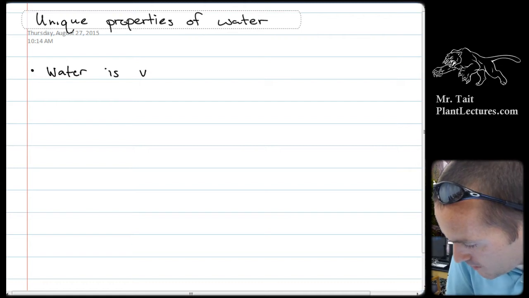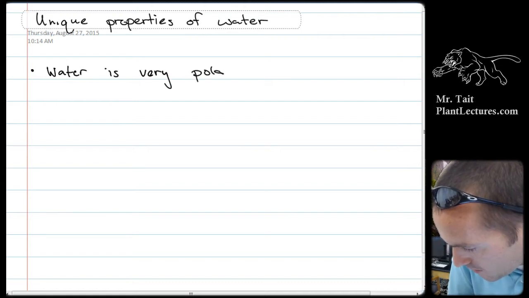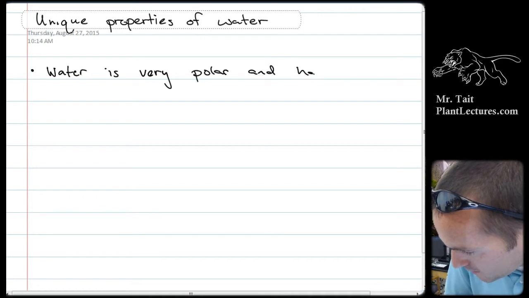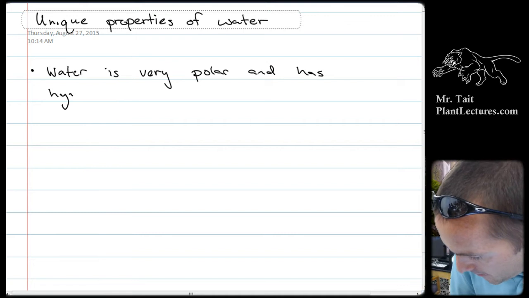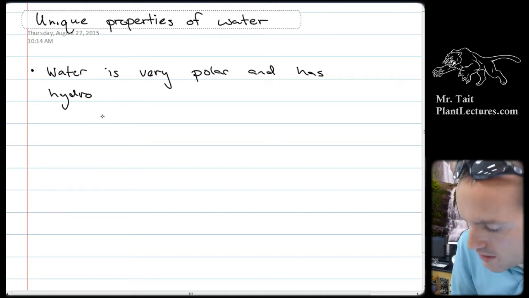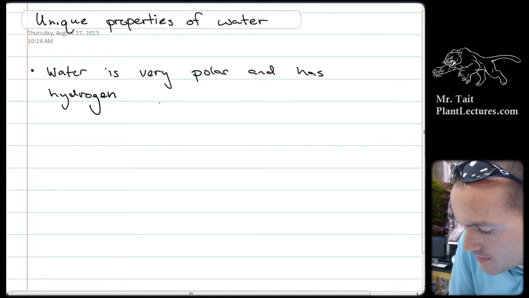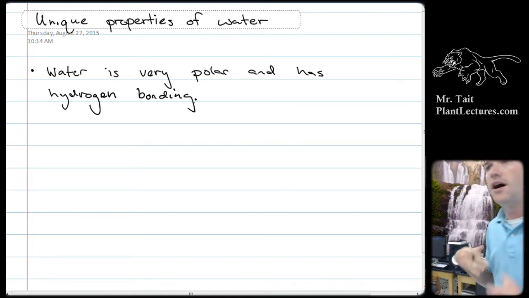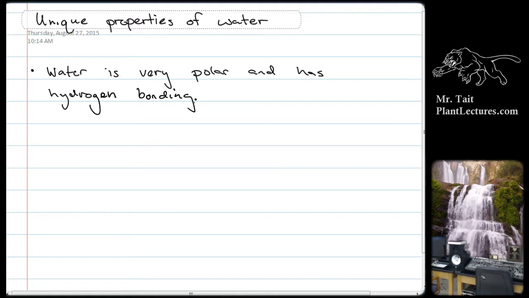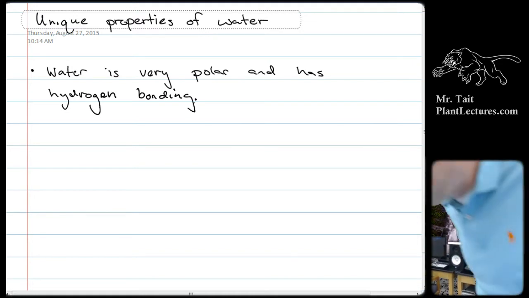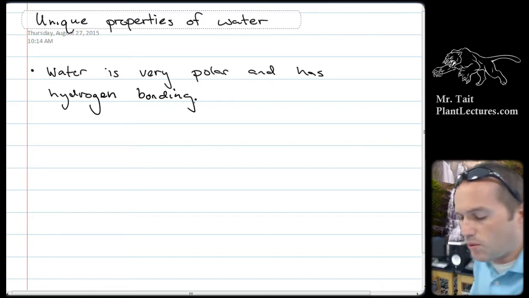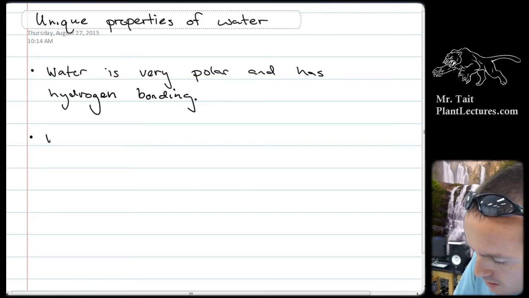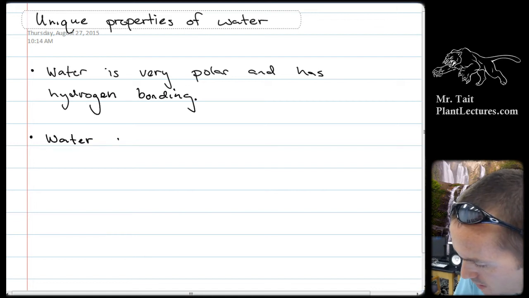Water is very polar and has hydrogen bonding. And so we're going to talk about these unique properties, and really when it comes down to it, all the unique properties that we're going to talk about are the result of the polarity and the hydrogen bonding that water has. Okay? So the first one is probably the most obvious one, and that is that water is a really good solvent.